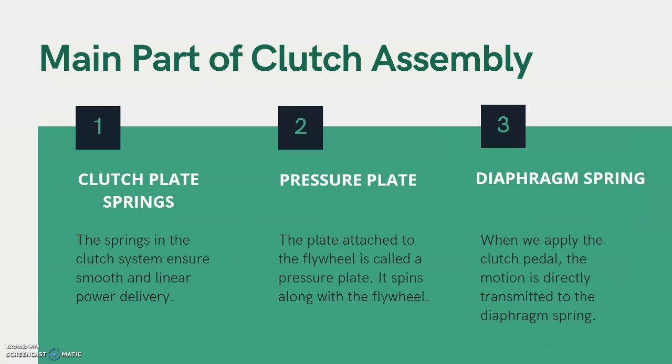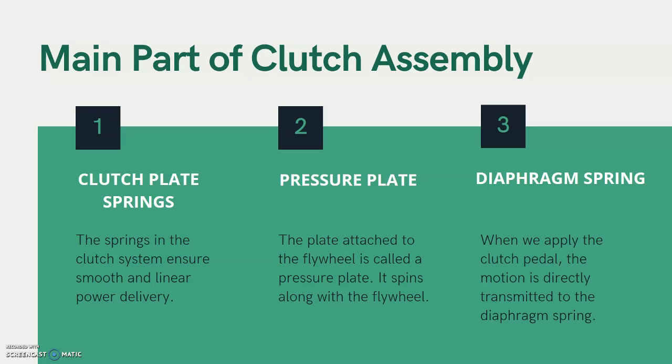Next is the clutch plate spring. The spring in the clutch system ensures smooth and linear power delivery. They remain mounted on the inner side of the clutch plate for easy movement when the clutch is engaged. By damping the torsional vibration, it absorbs any fluctuation in the engine's power delivery.